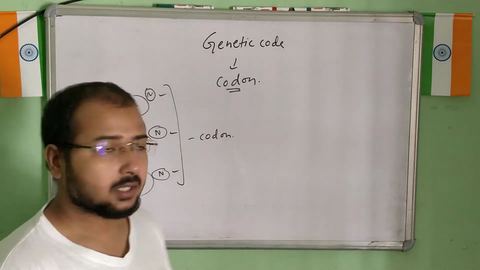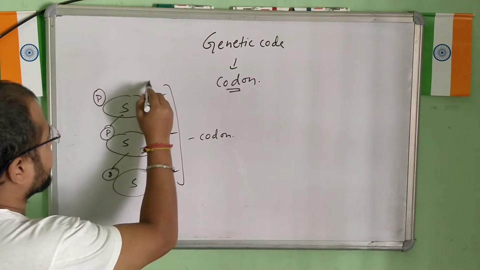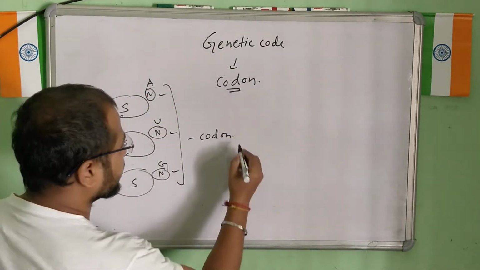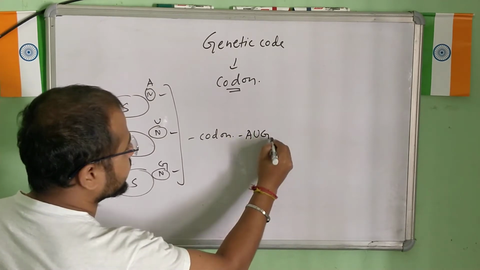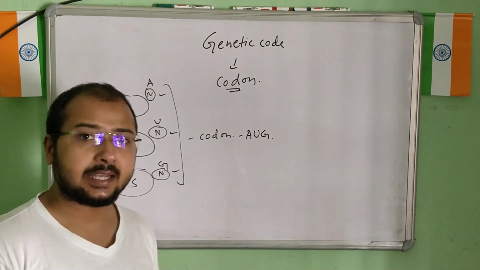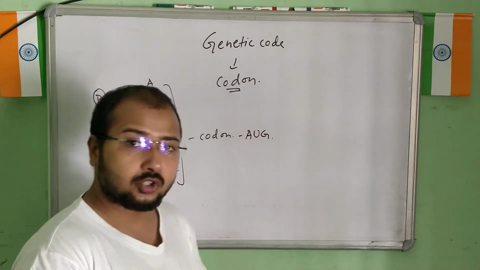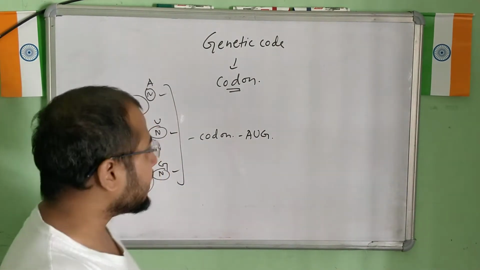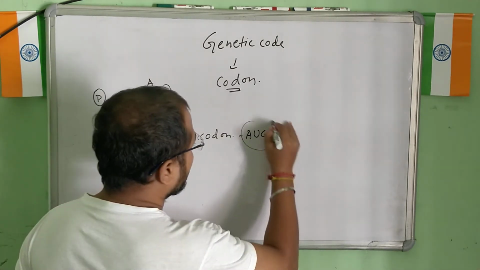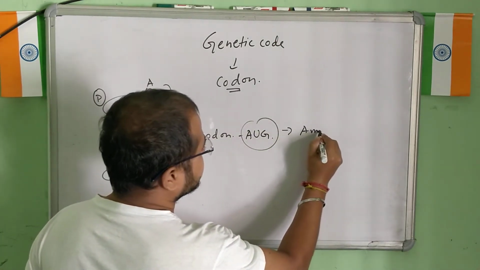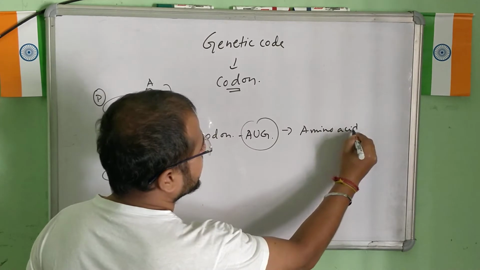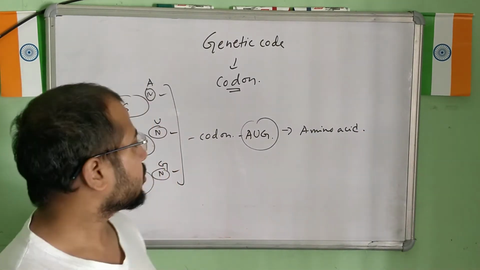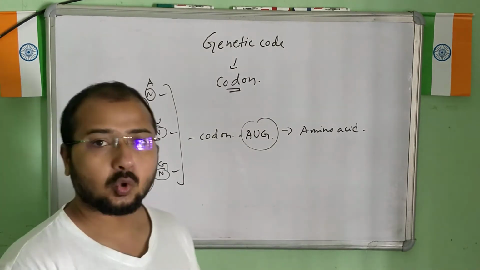So 3 consecutive nitrogenous bases we are considering as one codon. Okay, suppose it is nitrogenous base A, this is U, this is G. So the codon I will write as AUG. This is how it can be any nitrogenous base. So 3 consecutive nitrogenous bases form one codon, and these codons code for one particular amino acid. That is actually coding for the protein synthesis. Okay, so this is the genetic code or the codon.